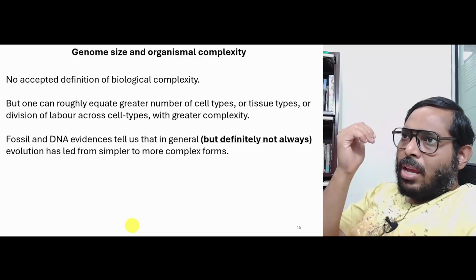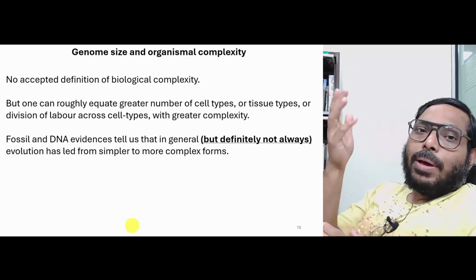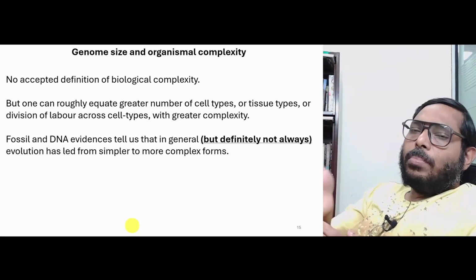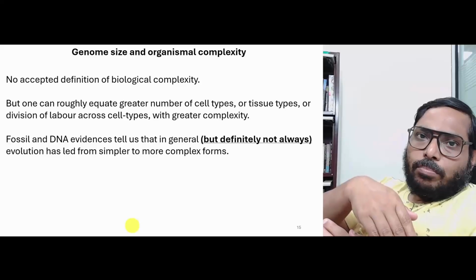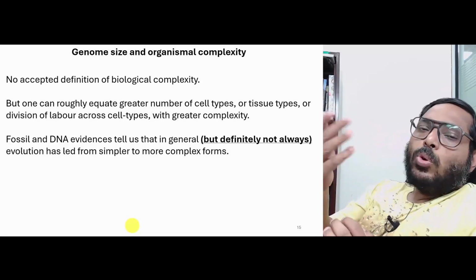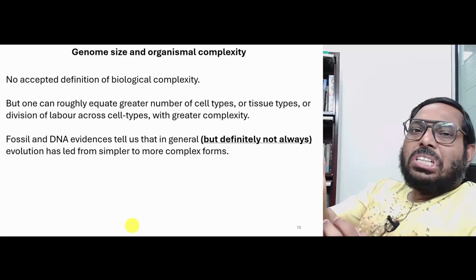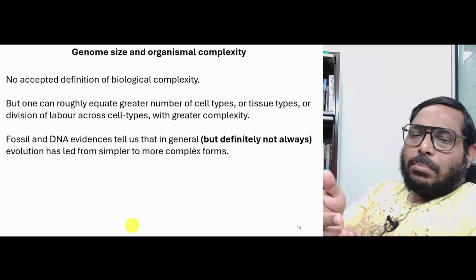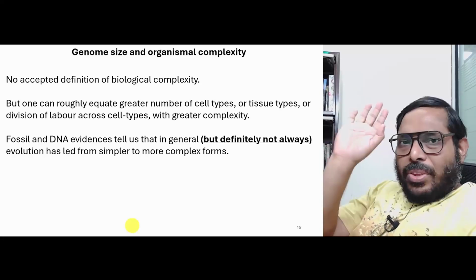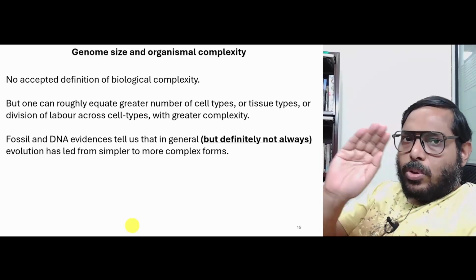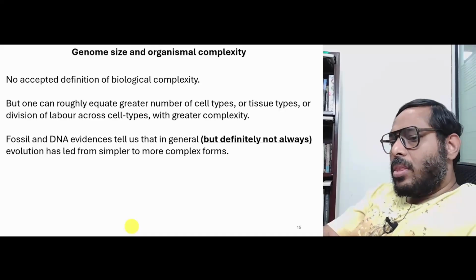Of course, there are situations like parasitism, where from complexity one has gone towards simplicity, or an organism has ended up losing its function, ended up losing its various tissue types and so on. But in general, it is from more simple to more complex forms.